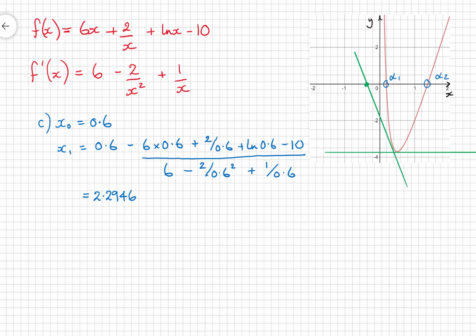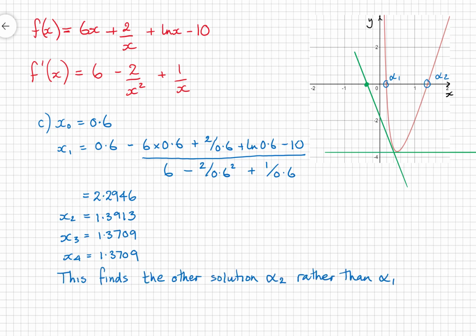And so we proceed again and we carry on, and we get a sequence of values that homes in quickly to 1.3709. And it may be that you have already guessed as to what would happen with this third starting value. And this is regarded as a fail, just in the sense that it homed in on a different root than the one we really wanted to find. And so this finds the other solution alpha 2 rather than alpha 1, which was our intended target.